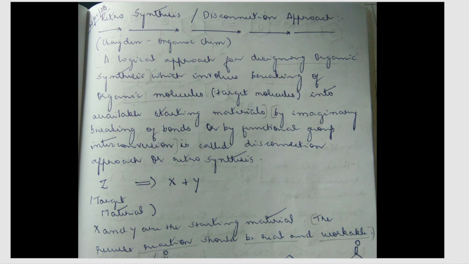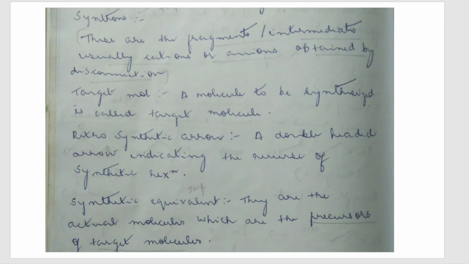Okay, so moving on, so let us understand some important terms in this topic. One is synthons. What are synthons? These are fragments or intermediates, usually cations or anions obtained by disconnection. Okay. Next is target molecule. You already know what is a target molecule. This is a molecule to be synthesized is called as a target molecule. That is a product that is given to you, from which you are supposed to tell what all reactants are there in that particular target molecule. So that is a target molecule.